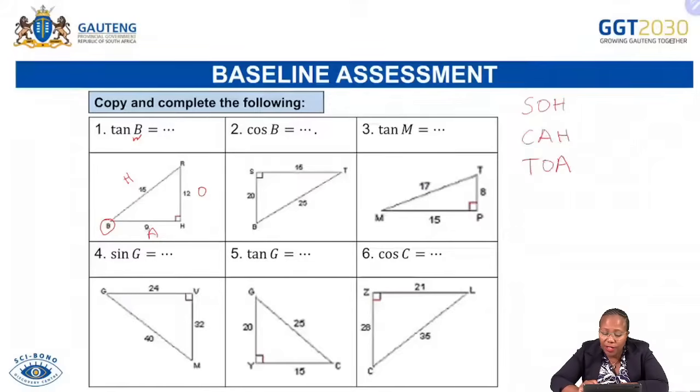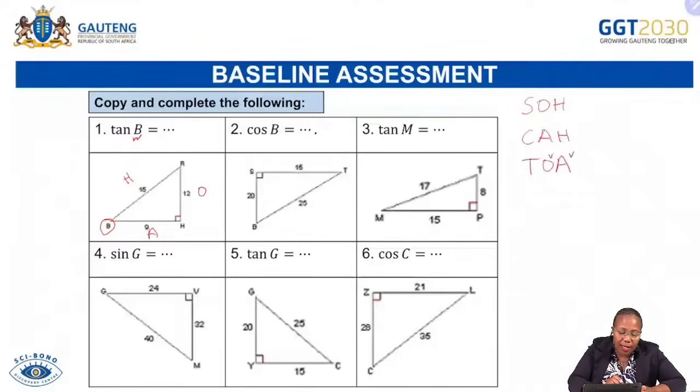If you're looking at tangent, that means you need opposite over adjacent. What is opposite here? That is RH, over adjacent, which is BH. That is the correct ratio for that. And then cos B, yes, we are still sitting at B there. The side opposite 90 degrees is your hypotenuse. And then the opposite side to B is this one, and then this will be adjacent.